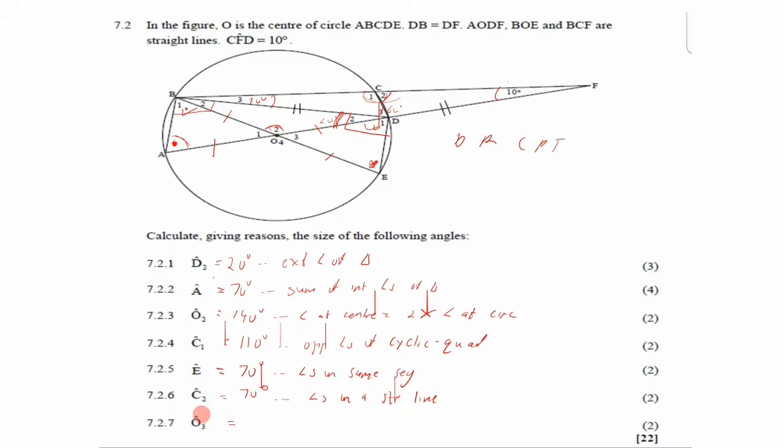And then what about O3? With O3 here we can see that O2 and O3 are angles on a straight line. So what is O2? We calculated O2 to be 140 degrees. So what number can we add to 140 to give us 180? That's 40 degrees. So O3 is 40 degrees. And again here we say angles on a straight line, right? And that's how you go about this question.